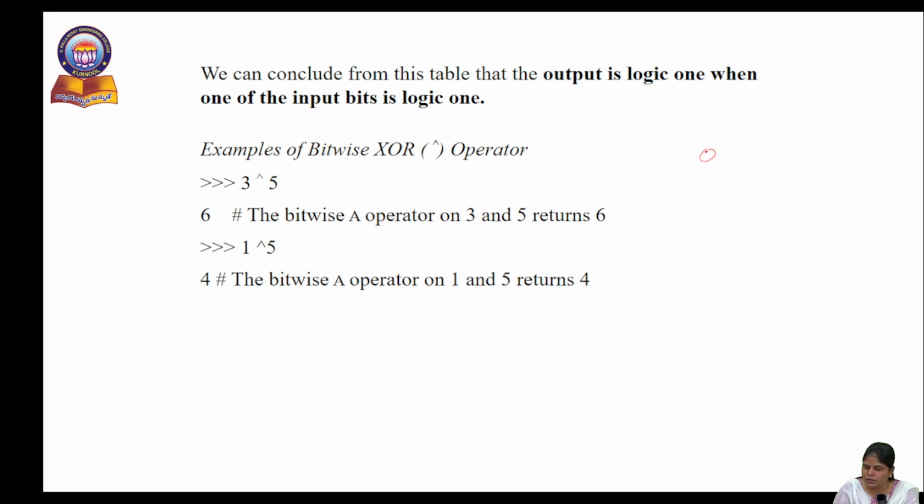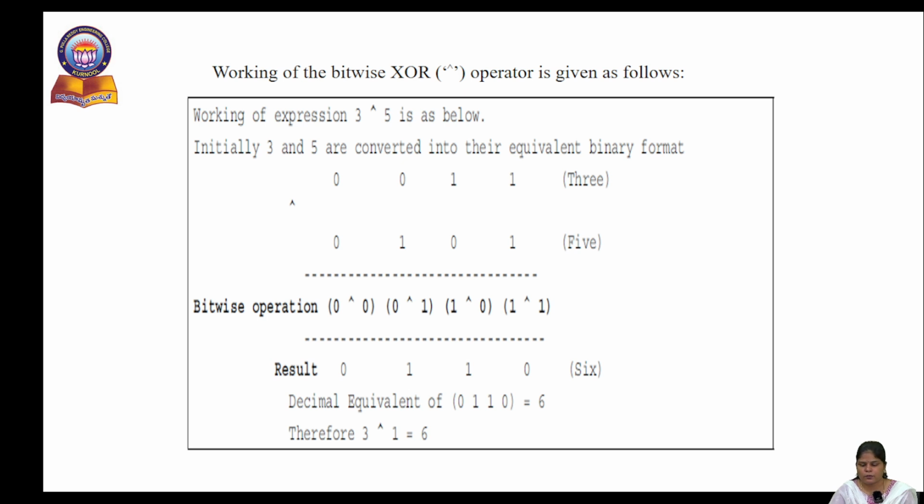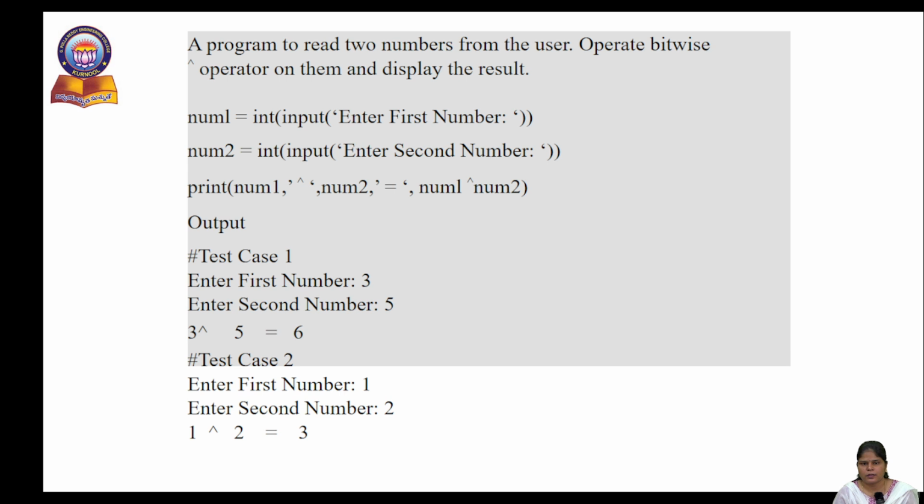So 3 is 0 1 1, 5 is 1 0 1. If both the bits are same, it will give output as 0. If both the bits are different, 1. So 1, 1, 0: 2 power of 0, 2 power of 1, 2 square. 4 plus 2 is what? 6. So the output is 6. Right? So this is how: same 0, same 0.